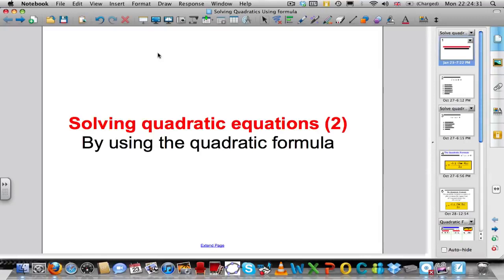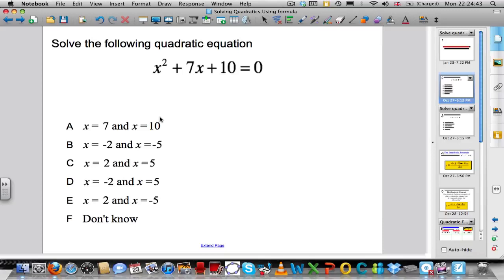In this video I'm going to explain how to solve quadratic equations using a different method, namely that of the quadratic formula. I'm going to start off by posing you this first question. Solve the quadratic equation x squared plus 7x plus 10 equals 0. Is the answer A, B, C, D, E or F? Now, this follows on from my last video about factorising quadratics to try and solve quadratic equations.